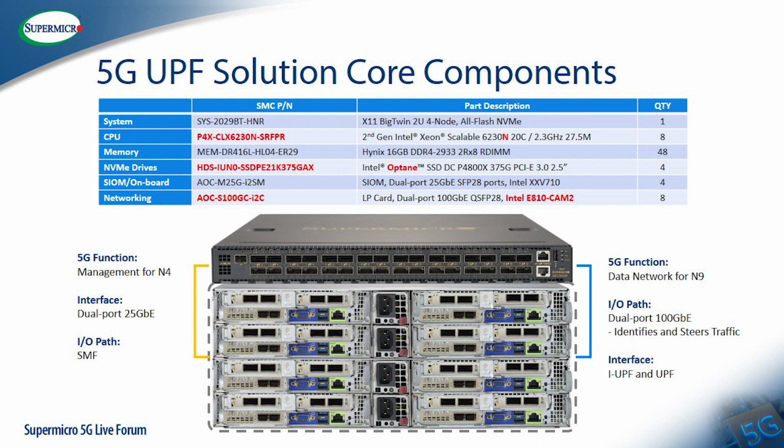And today it's still one of the most powerful and high density solutions in the market, with all isolated subsystems. You can see here that each one of the nodes has its own dedicated SIOM, or Supermicro IO module, to handle the session management function. And then for the data path, we're using the 100 gig NIC card, or the Intel 800 series, to help identify and steer traffic. The CPU that we use is the 6230N, which is the 2nd generation Xeon Scalable processor.